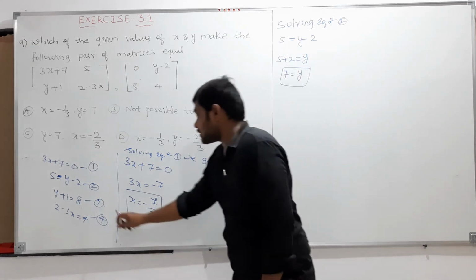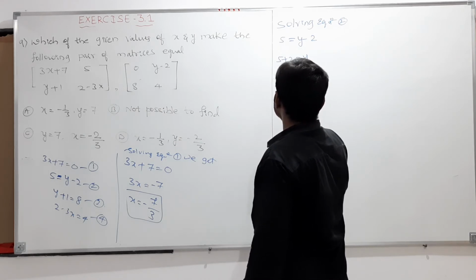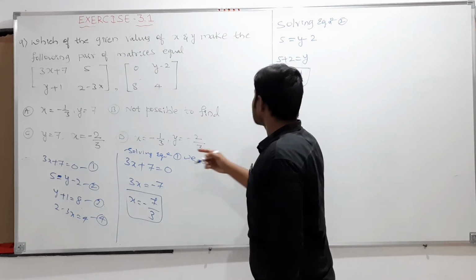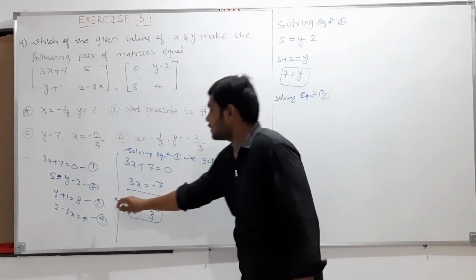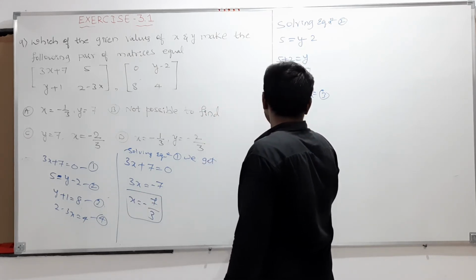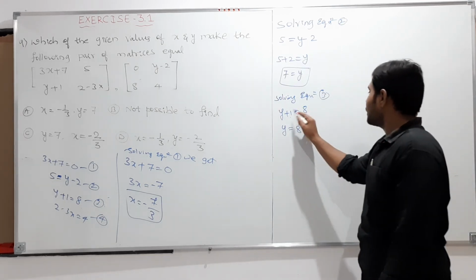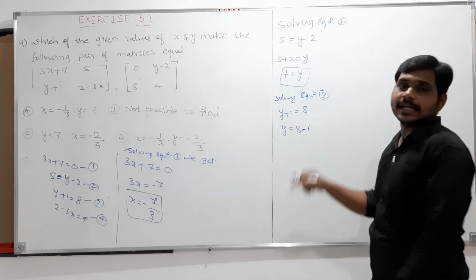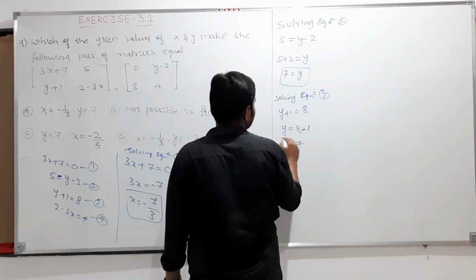And next friends, try to solve this one. Solving third. Each time it's not necessary to write solving, just I am writing here. So solving equation 3, y plus 1 is equal to 8. If I shift that side, plus 1 will become minus 1. So 8 minus 1. So therefore y is equal to 7.